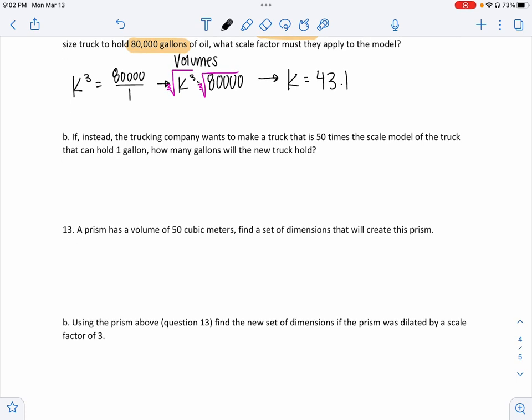If instead the trucking company wants to make a truck that's 50 times, so this is k, the scale model of the truck that can hold 1 gallon, how many gallons will a new truck hold? So this is the dilated volume equals 50 cubed times 1, since that's the original. That's going to be 125,000 gallons.